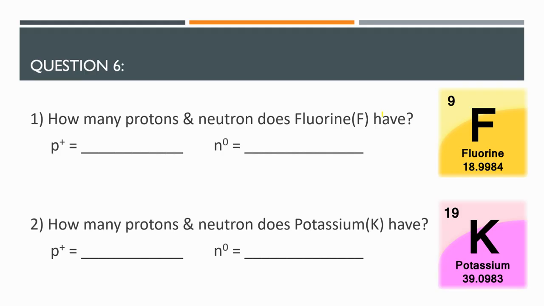All right, so some more practice questions. How many protons and neutrons does fluorine have? So here we have our atomic number. We have 9. We take our mass number. In this case, we're going to round up. So to find the number of neutrons, I simply subtract. So 19 minus 9. How many protons and neutrons does potassium have?